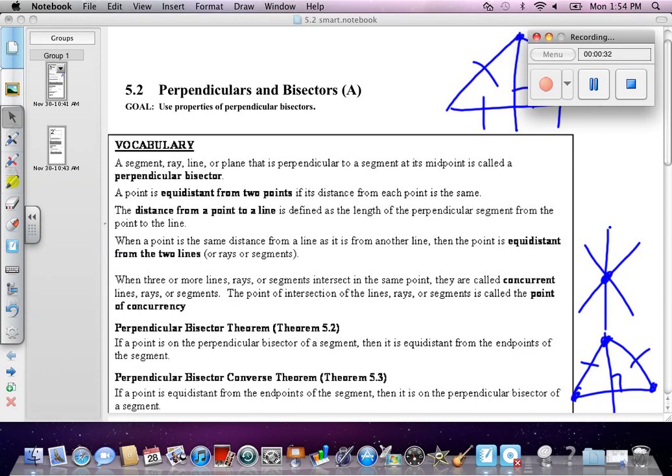When a point is the same distance from a line as it is from another line, then the point is equidistant from the two lines. So all those things are saying the same thing. Equidistance means the same distance. Get it? Equal distance, equidistance?